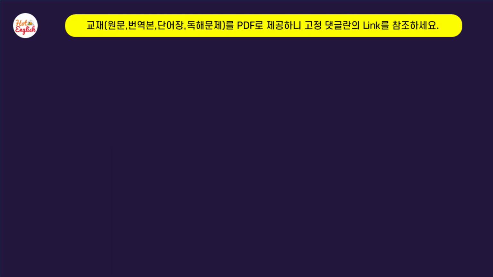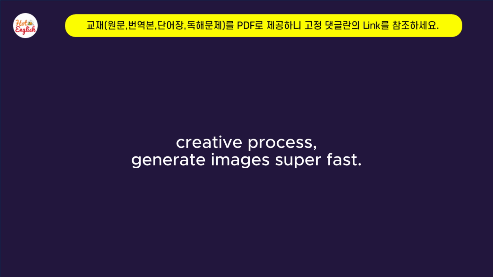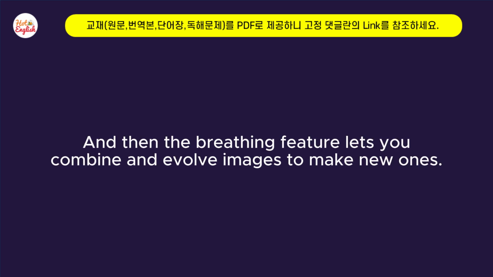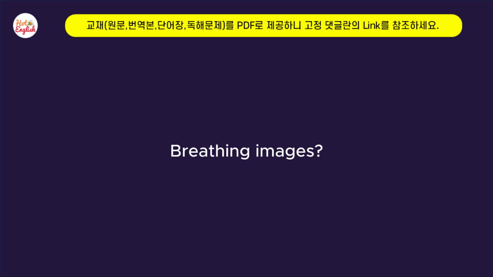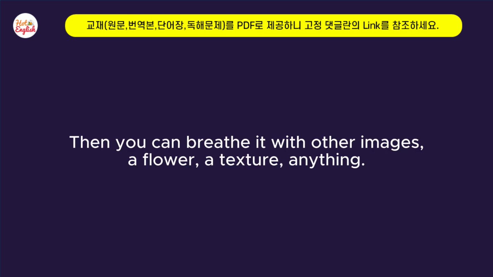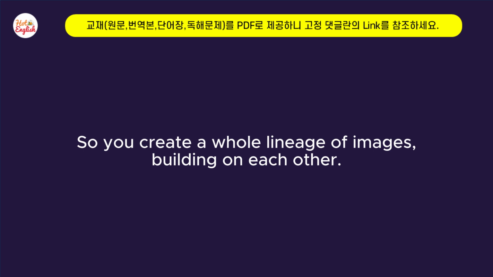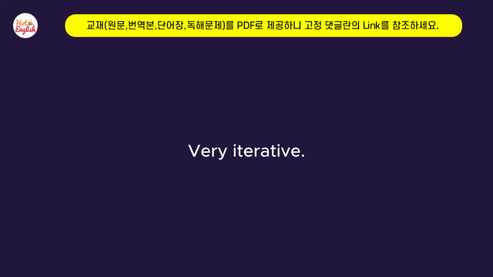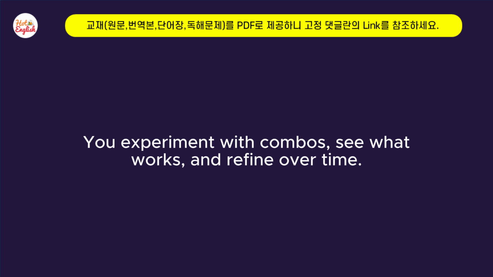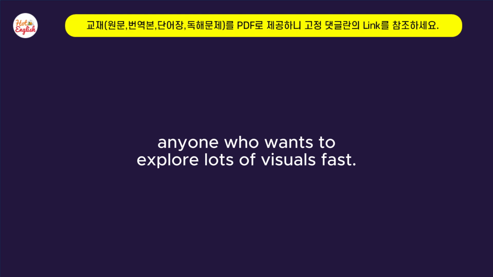Okay, let's change gears. Art Breeder. This one seems to be all about speed and breeding. Art Breeder uses AI to really speed up the creative process, generate images super fast, and then the breeding feature lets you combine and evolve images to make new ones. Breeding images, I'm not sure I get it. Okay, so you start with a base image, a portrait or a landscape, whatever. Then you can breed it with other images, a flower, a texture, anything. It's like digital genetics, combining visual traits. So you create a whole lineage of images, building on each other. Exactly. Very iterative. You experiment with combos, see what works, and refine over time. Great for concept artists, character designers, anyone who wants to explore lots of visuals fast.